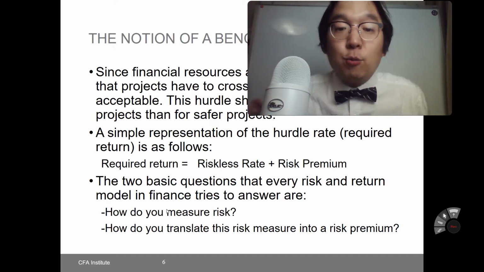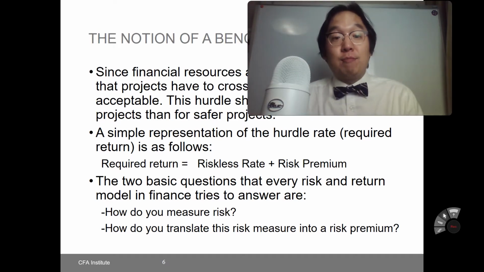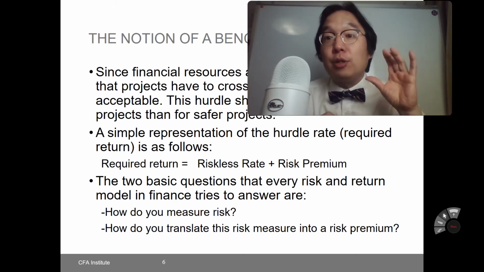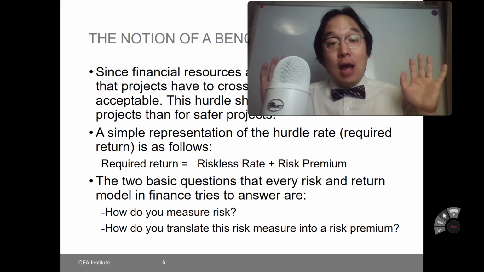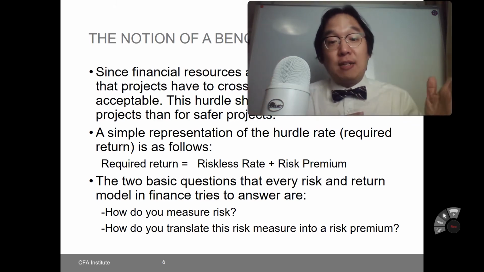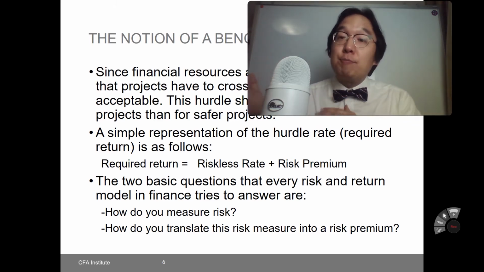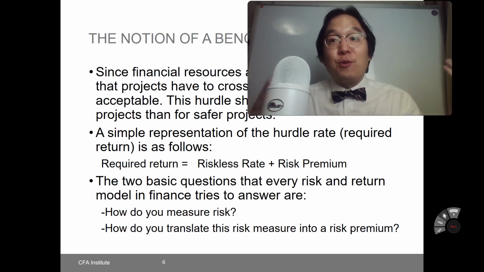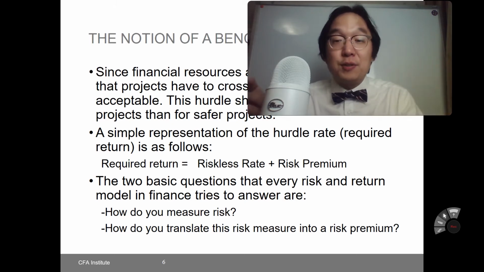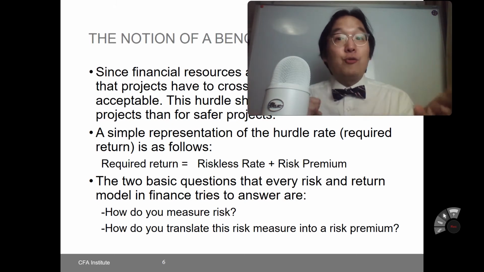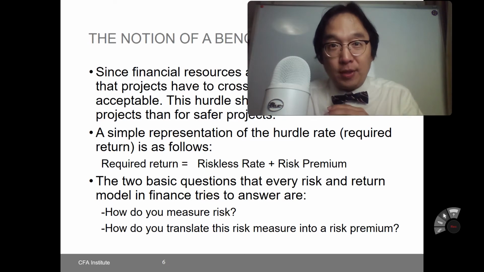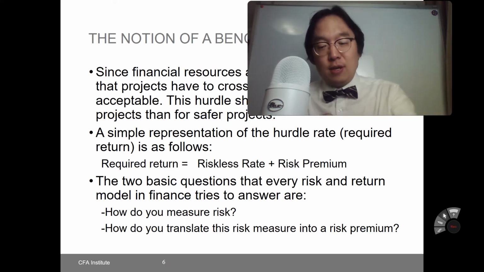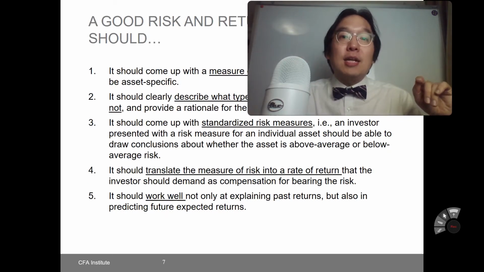The two basic questions that every risk and return model in finance tries to answer are twofold. How do you measure risk? And how do you translate this risk measure into a risk premium? Are they in the same format or unit so that we can use them interchangeably, or do you have to transform it somehow? That is the issue. How do you quantify the risk? Those two things. Now, a good risk and return model should do the following things.